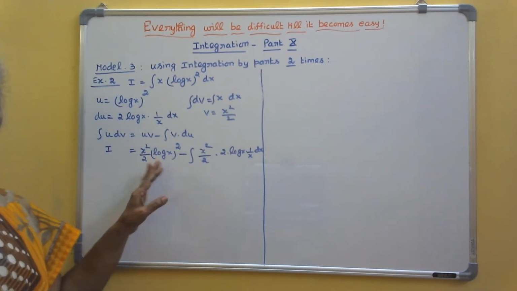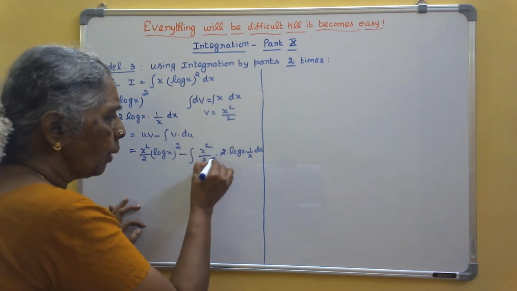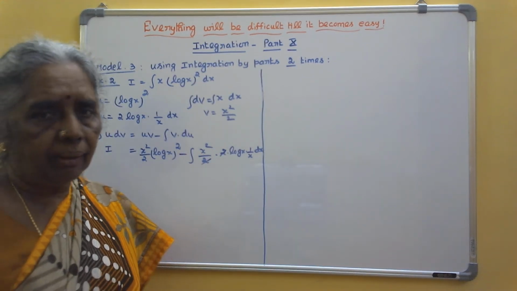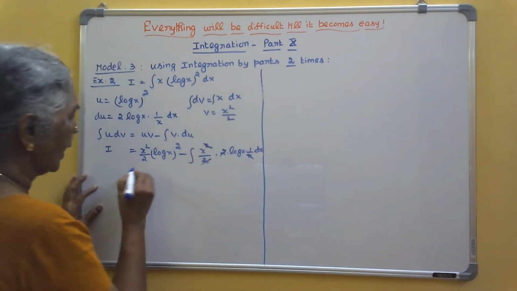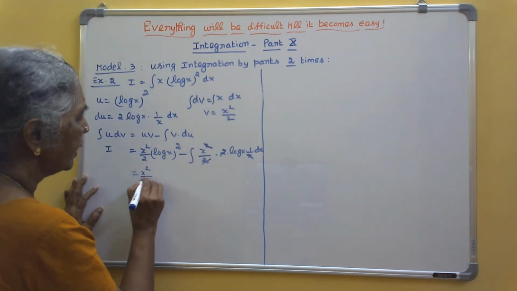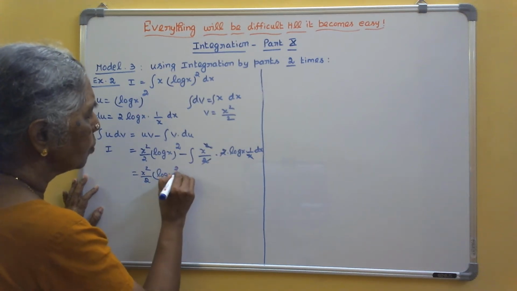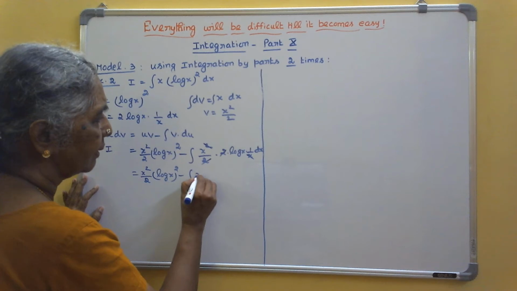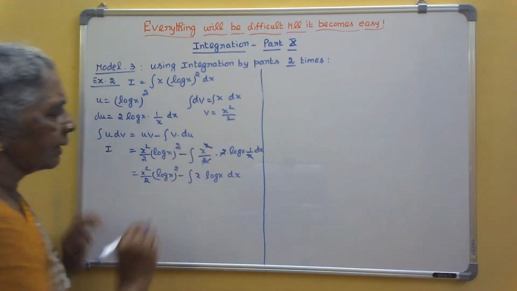Now, this is one part of your answer. Keep it as it is. Here, this 2 and this 2 you can cancel. And one x here will go. So, actually you will be now getting x squared by 2 log x the whole square minus, one x is here and one log x is there, dx.